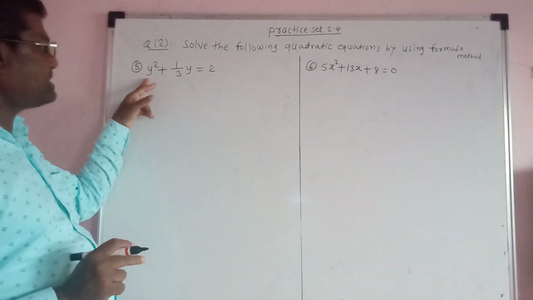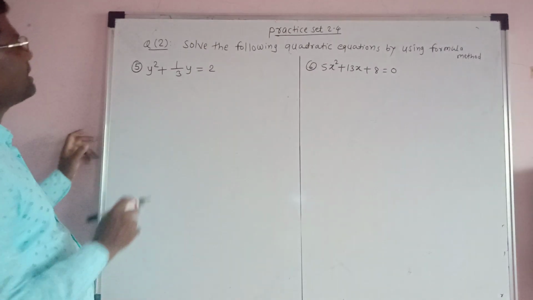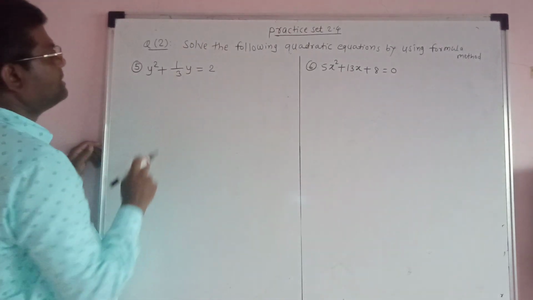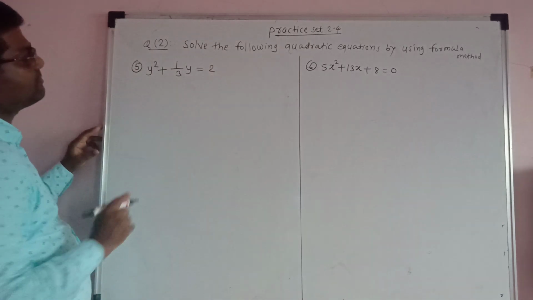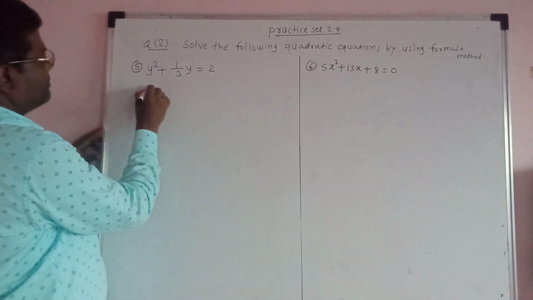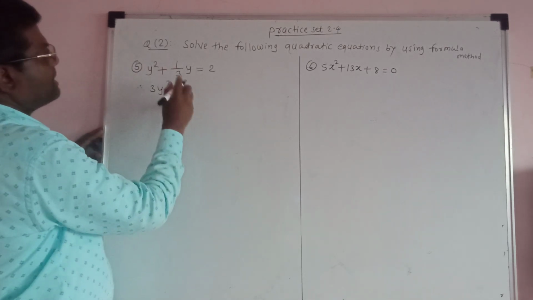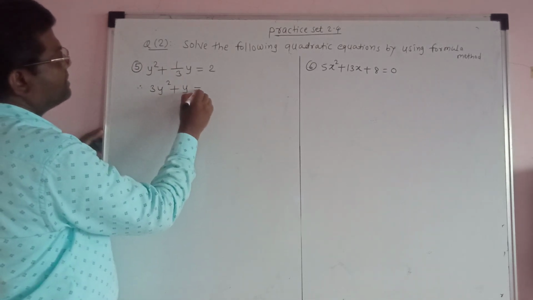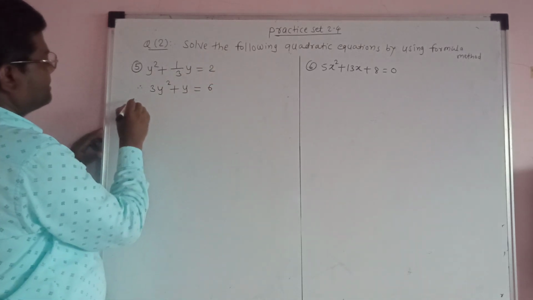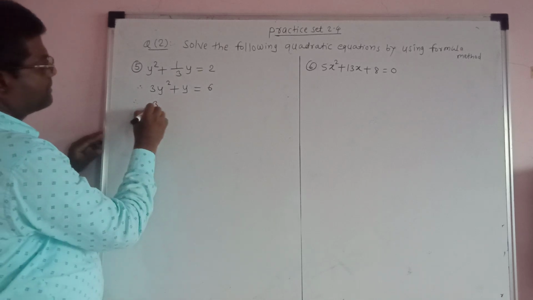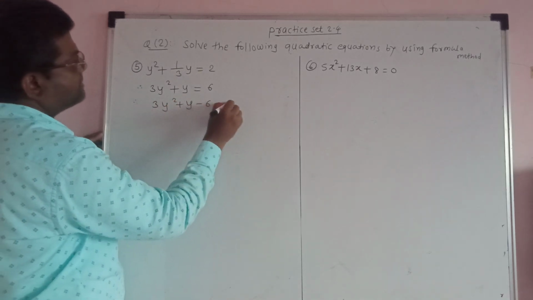Now example number 5. Example is y square plus 1 upon 3y is equal to 2. Here denominator of y term is 3. So multiply all equation by 3. Therefore we get 3y square plus 3 into 1 upon 3 will be y, 3 into 2 is 6. Write in standard form. So 3y square plus y minus 6 is equal to 0.